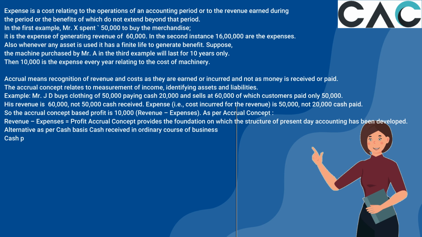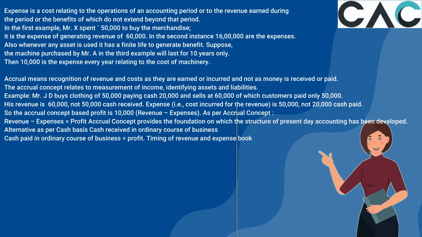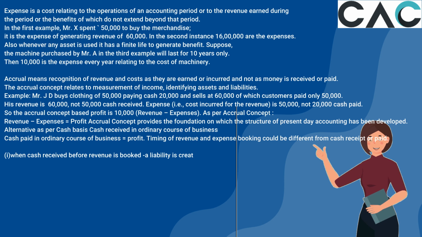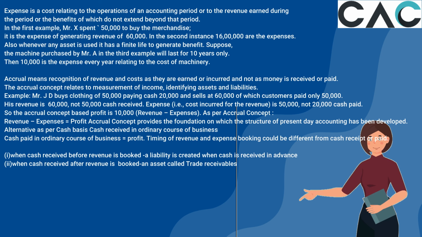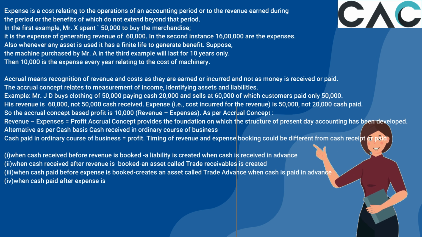Alternative as per cash basis: cash received in ordinary course of business minus cash paid in ordinary course of business equals profit. Timing of revenue and expense booking could be different from cash receipt or payment. 1. When cash is received before revenue is booked, a liability is created when cash is received in advance. 2. When cash is received after revenue is booked, an asset called trade receivables is created. 3. When cash is paid before expense is booked, it creates an asset called trade advance when cash is paid in advance. 4. When cash is paid after expense is booked, it creates a liability called payables or trade payables or outstanding liabilities.